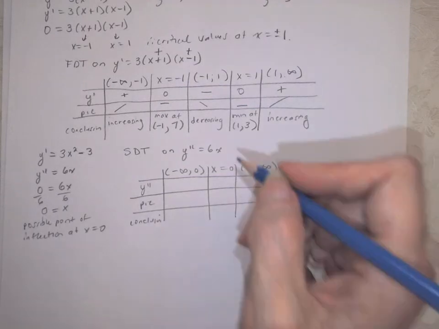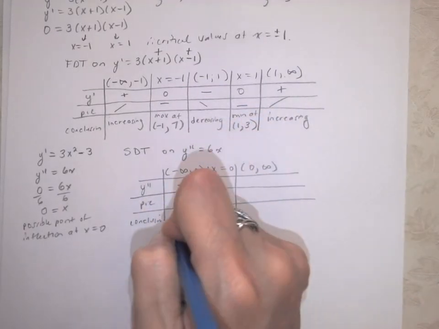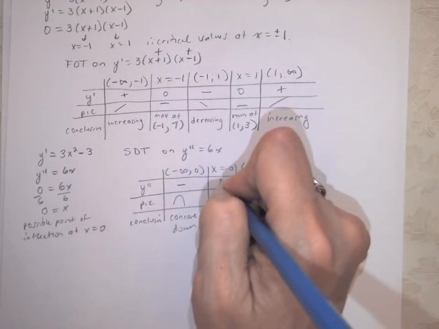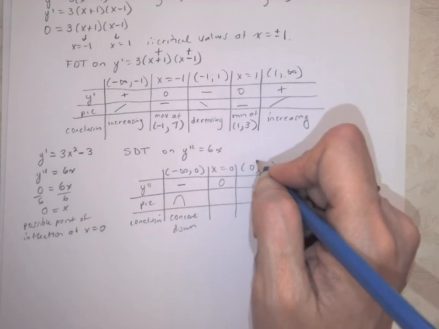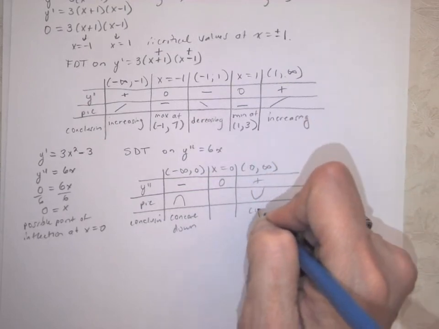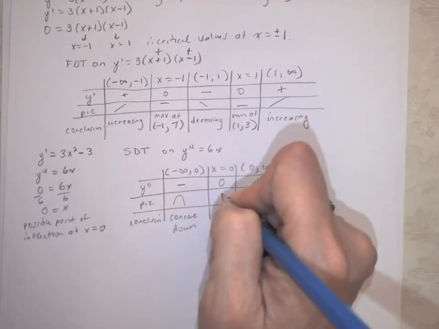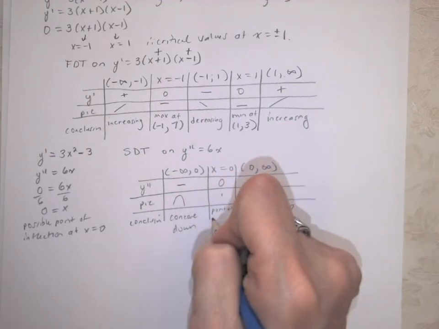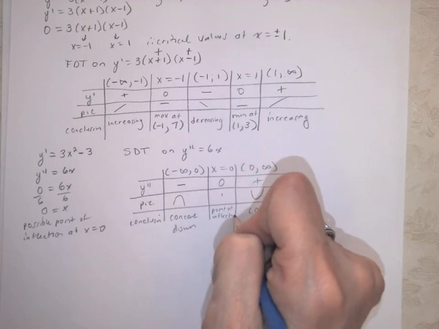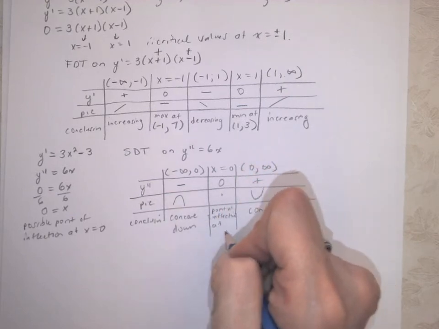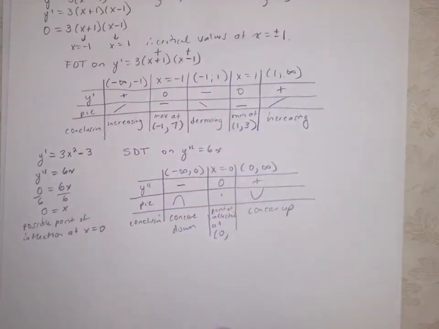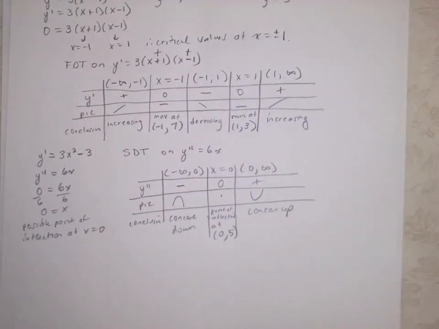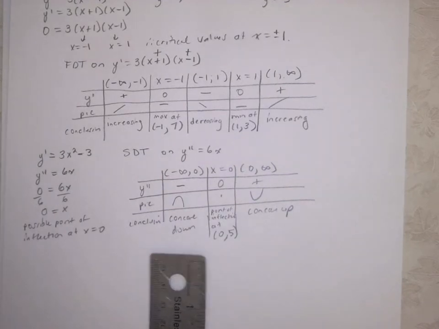So a number like -1 makes this negative, so I'd be concave down. At 0, I'm 0. 0 to infinity is a number like 1, so I'd be positive or concave up. So I do have a point of inflection at 0, which is easy to sub in to the original, (0, 5). And now I'm ready to draw my picture.